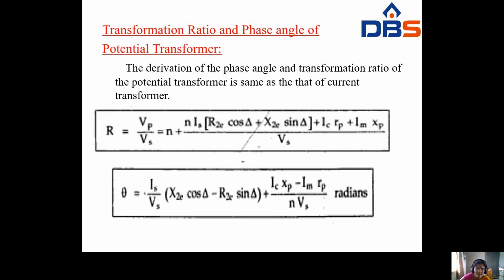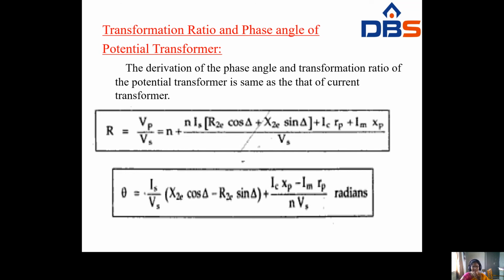Now you have to see the transformation ratio and phase angle of the potential transformer. The derivation of the phase angle and transformation ratio of the potential transformer is the same as that of the current transformer. So directly here you can write the transformation ratio R equal to Vp by Vs.